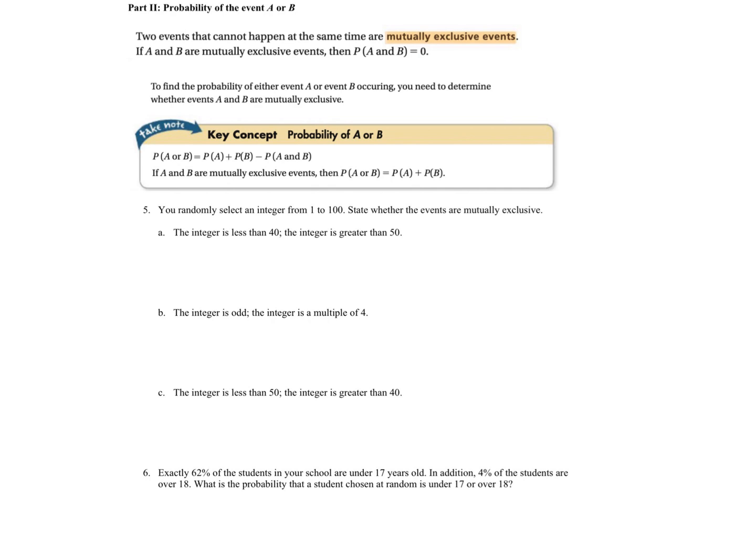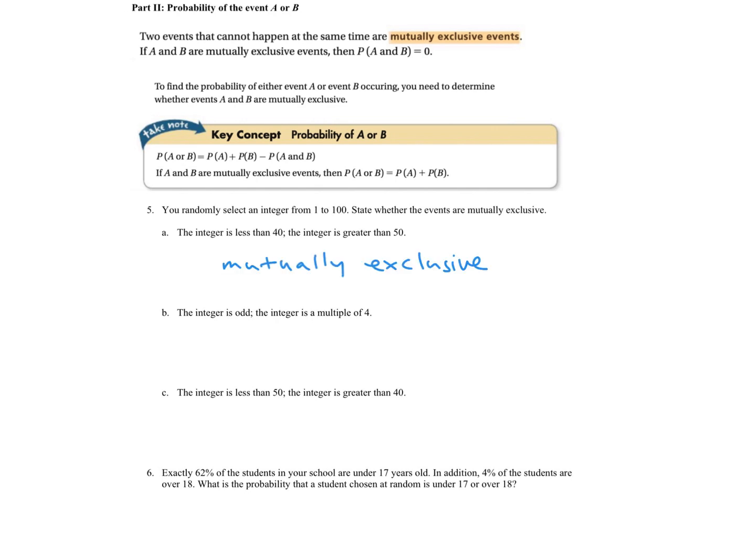In number 5, it says you randomly select an integer from 1 to 100. State whether the events are mutually exclusive. A. The integer is less than 40. The integer is greater than 50. These events are mutually exclusive. If you select an integer that's less than 40, it's not going to also be greater than 50. And if you select an integer that's greater than 50, it will not be less than 40. So those events can't occur at the same time.